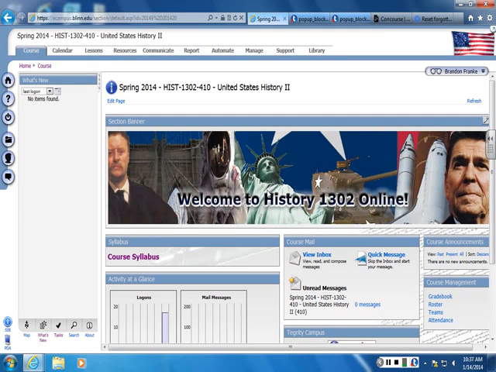Outcomes for this semester is that upon successful completion of this semester, you will be able to create an argument through the use of historical evidence. You'll be able to analyze and interpret the difference between primary and secondary sources. You'll be able to analyze the effects of historical, social, political, economic, cultural, and global forces on this period of United States history.